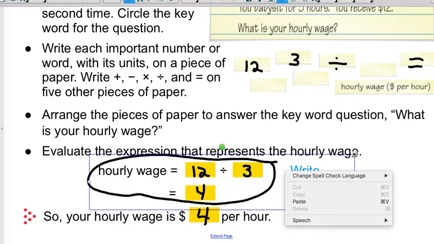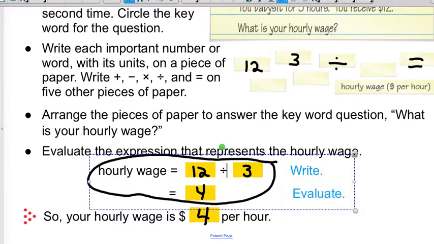Is it okay if I wrote it as 12 divided by 3 equals hourly wage? Is that okay? Sure it is. Doesn't matter which side I leave that on. Okay. Now you're writing the work right here, so that you understand what's happening there.